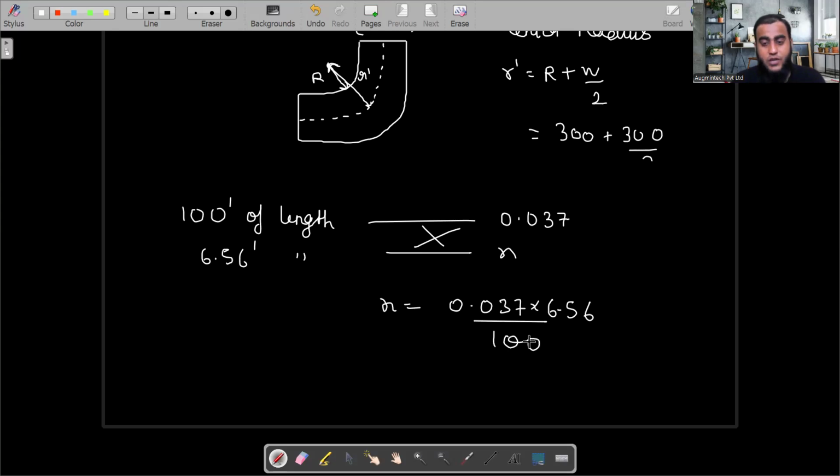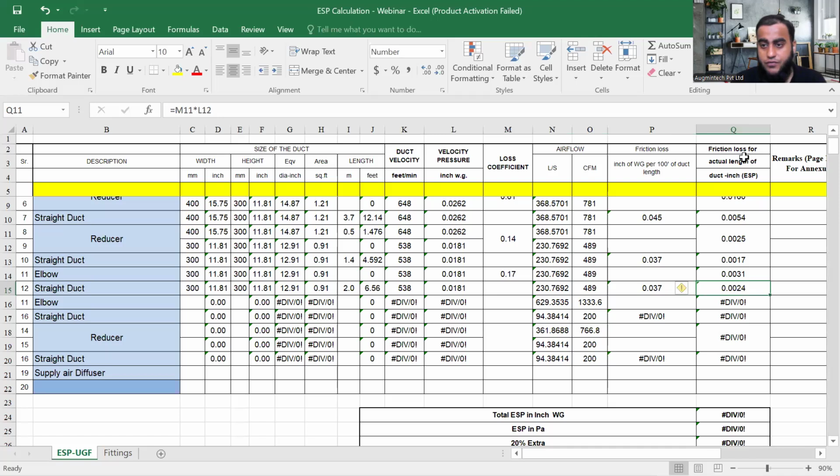So the same formula I have applied in the Excel sheet also. When you see now, the same formula to find out the friction loss for the actual length of duct, P15 into G15 divided by 100. Same formula I have applied here. As per that, we have got 0.0024. Okay, so in this way, clear?